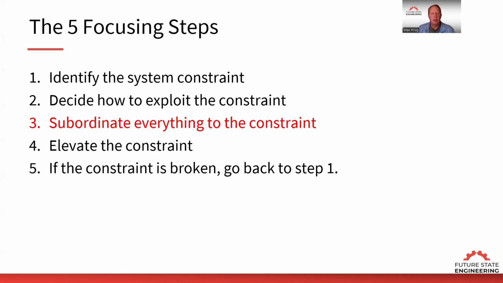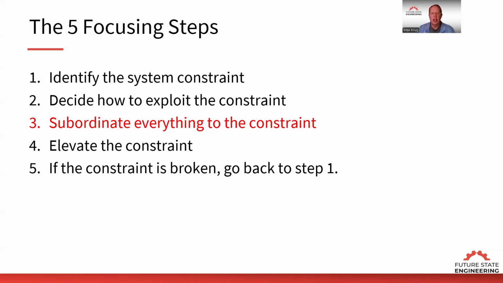So to me, this is the most difficult one to do, and it's probably the one that most companies skip. And then what happens is if they move to step 4, elevate the constraint, and the constraint moves, then it throws the system in chaos. So there's a misconception out there about find the constraint, unblock it, find the next constraint, unblock it. That's not the correct process.